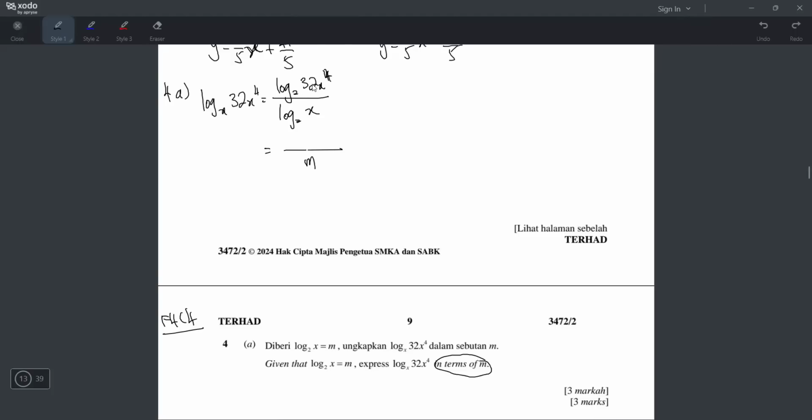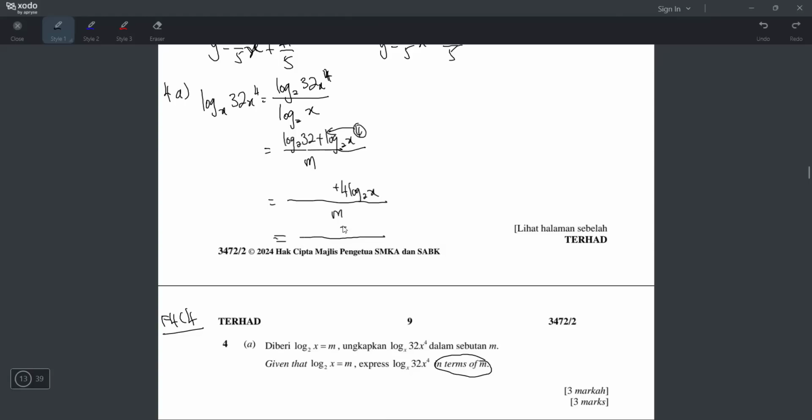What I will do is, the 32 and x^4 are related by multiplication. They multiply together. So when you have a single log of a product, we can separate it into separate logs added together. So it becomes log base 2 of 32 plus log base 2 of x^4. Now you can see for this side, the power goes to the front, so it becomes 4 log base 2 of x.